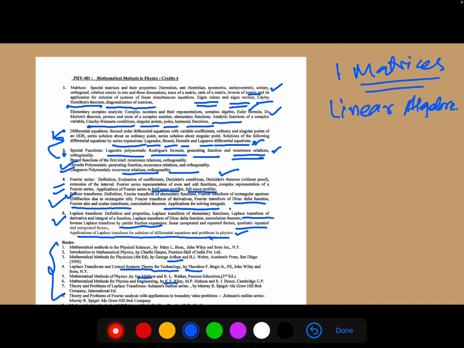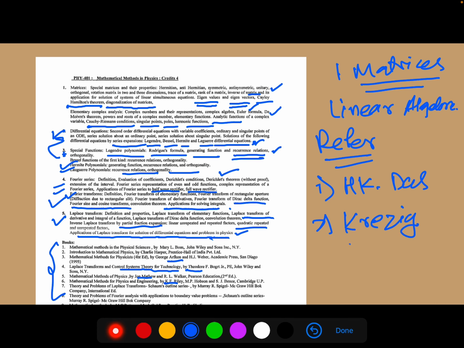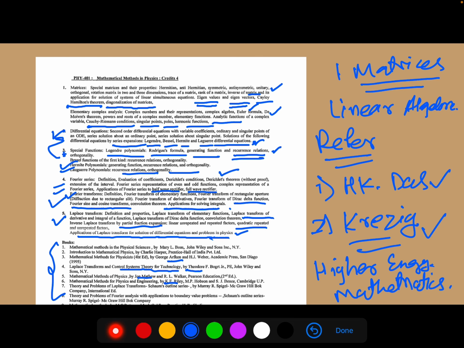And basically, I am going to refer two books for our syllabus. One is Engineering Mathematics by H.K. Das. Second one is Higher Engineering Mathematics by Kreyszig. This is also a foreign author. Okay, Higher Engineering Mathematics. Okay, these books basically I am going to refer.